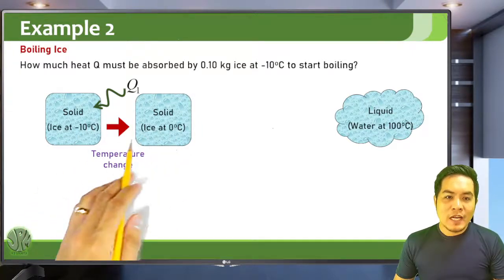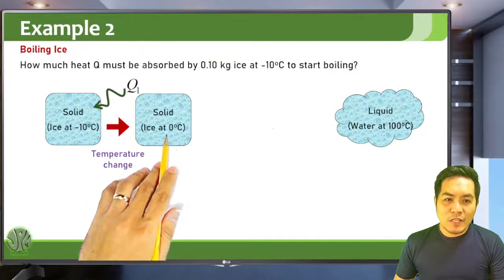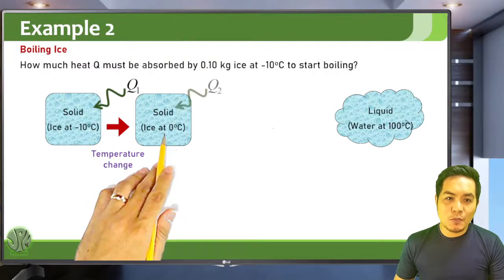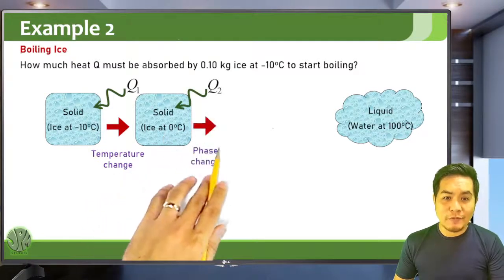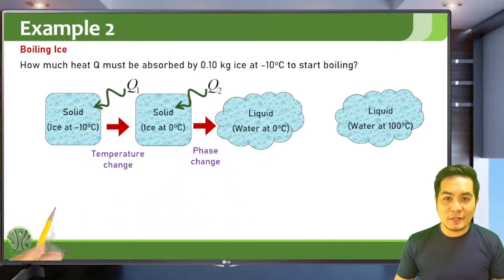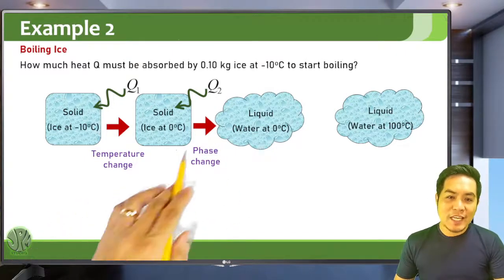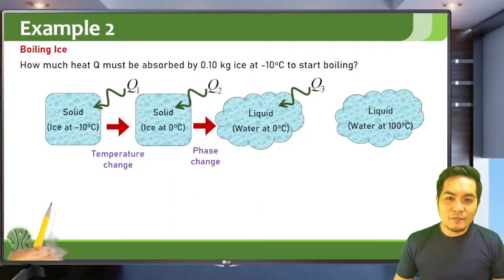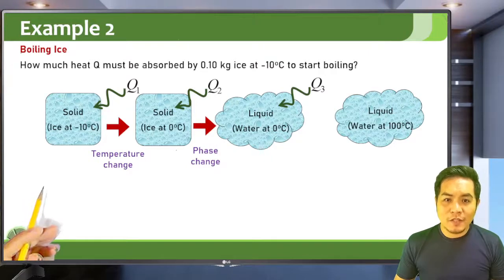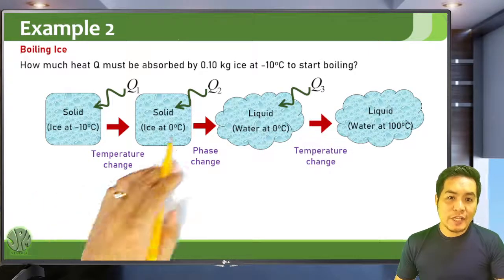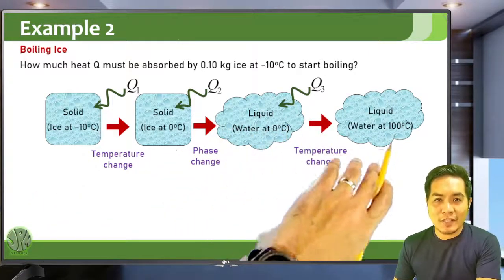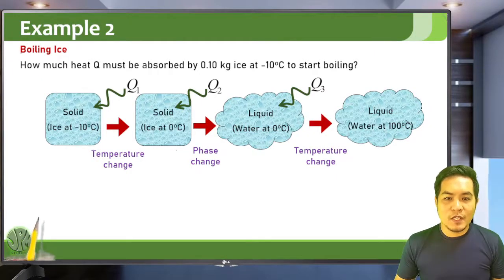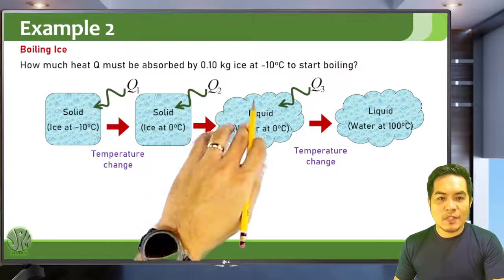And then the solid ice at 0 degrees Celsius will further absorb heat to undergo a phase change to become liquid water at 0 degrees Celsius. And finally, the liquid water at 0 degrees Celsius will absorb an additional amount of heat to undergo a temperature change from 0 degrees Celsius to 100 degrees Celsius. So similar with the previous example, the total heat absorbed is just Q1 plus Q2 plus Q3.